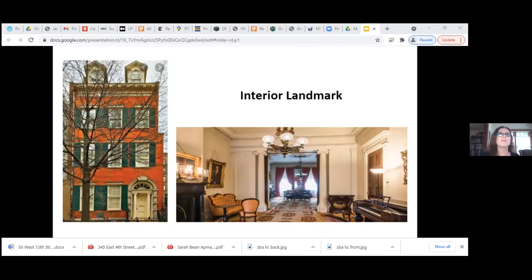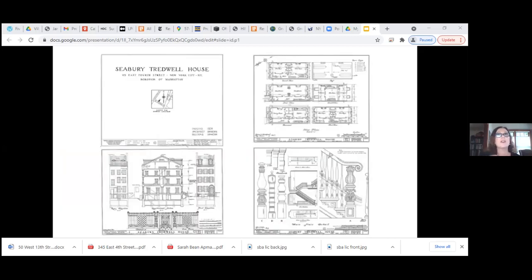One common type in New York City of interior landmarks are New York City subway stations, such as the Astor Place station. Here are the HABS drawings, which were done in 1936 of the Seabury Treadwell House, the same year that it opened as a museum, showing the interior in plan and in section, and some of the interior details. For those of you that don't know, HABS stands for Historic American Buildings Survey.